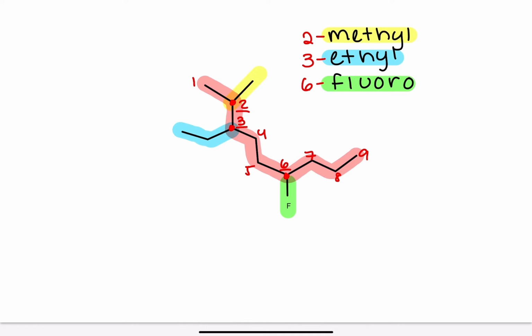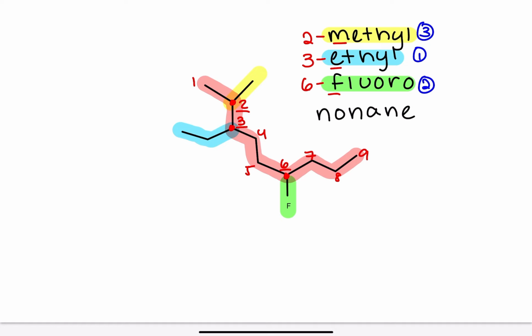Finally, our last step, step 5, is to assemble the name, listing groups in alphabetical order using the full name. We are specifically alphabetizing by the first letter of each of the substituents. So the alphabetical order will be E comes first, then F, and then M. Finally, we need to determine the parent chain name, which will be the suffix that always goes at the end of the nomenclature and is directly related to the number of carbons within the longest continuous carbon chain. In this case, that's 9. So it's called nonane.